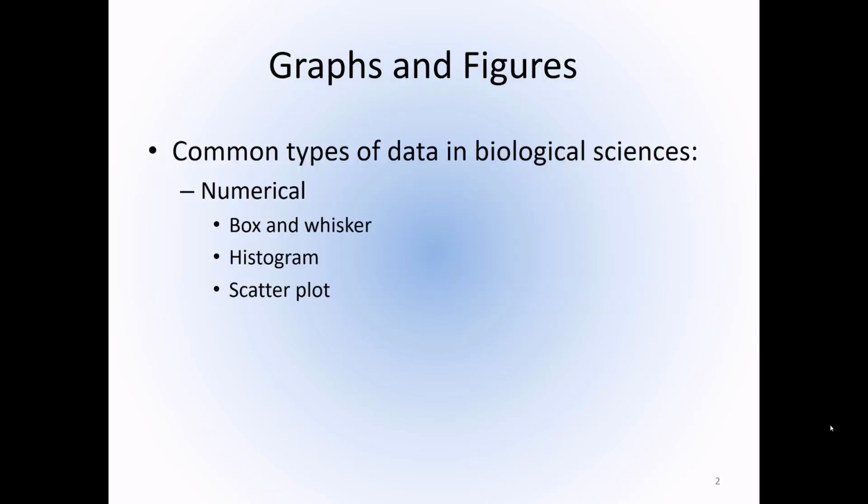So for numerical data, we've got several different options in which to visualize our data through graphs. Three of which that we're going to talk about in this class are box and whisker plots, histograms, and scatter plots. We briefly discussed box and whisker plots last video, so we're not going to do so again. And again, we're going to cover this in more detail in future lectures. But this particular video is going to focus on histograms and scatter plots.